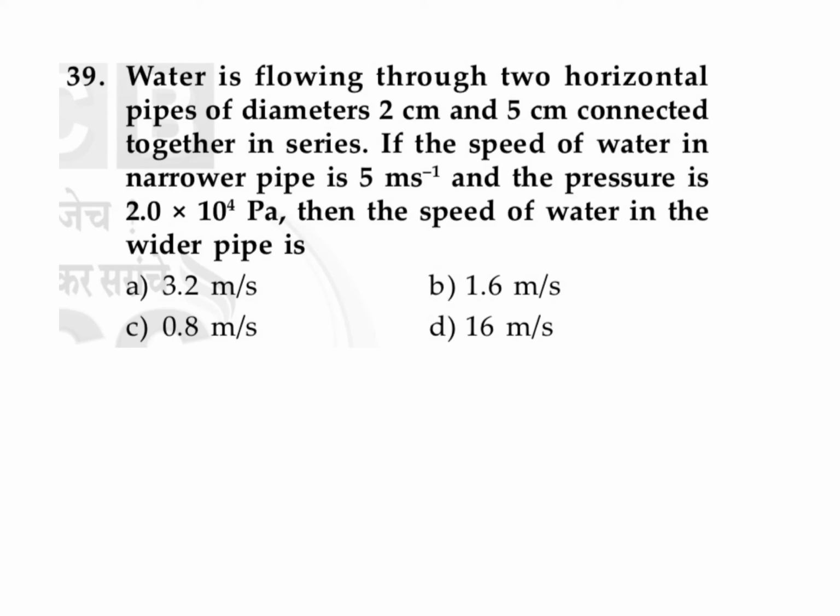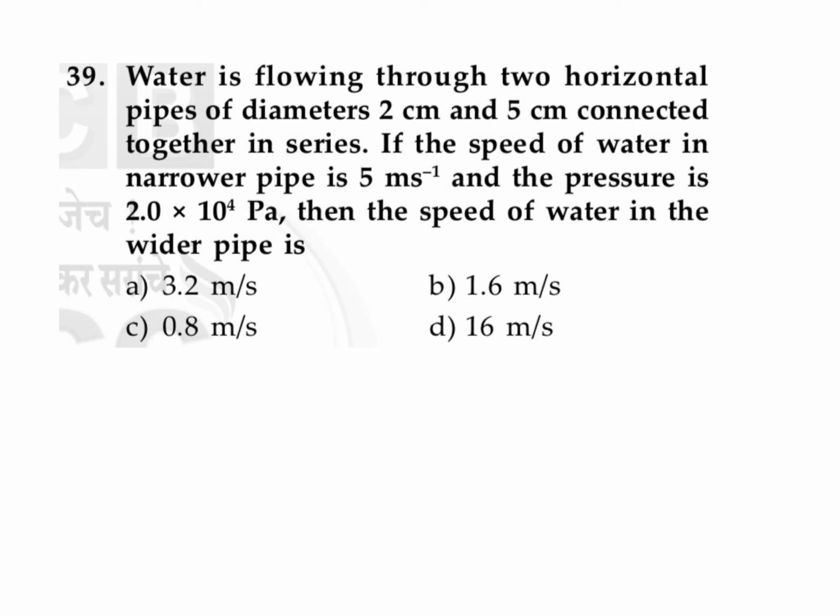Water is flowing through a tube, a horizontal pipe of diameters 2 centimeter and 5 centimeter connected together in series. If the speed of water in the narrow pipe is 5 meter per second and pressure is 2 into 10 raised to 4 Pascal, the speed of water in the wider pipe is?